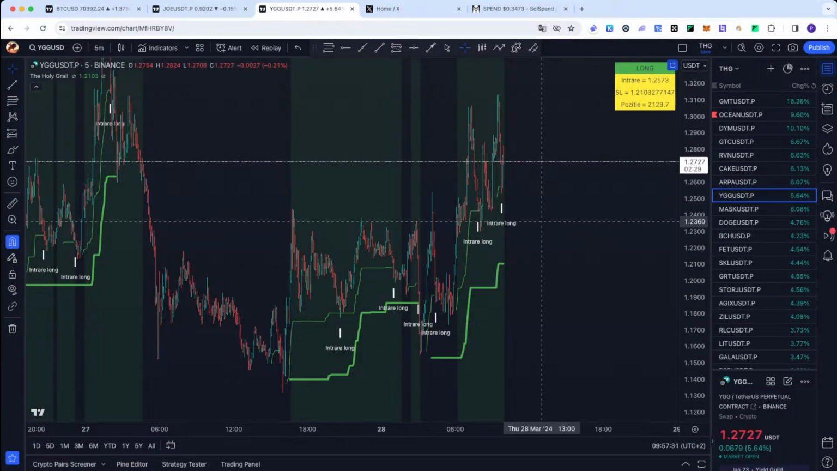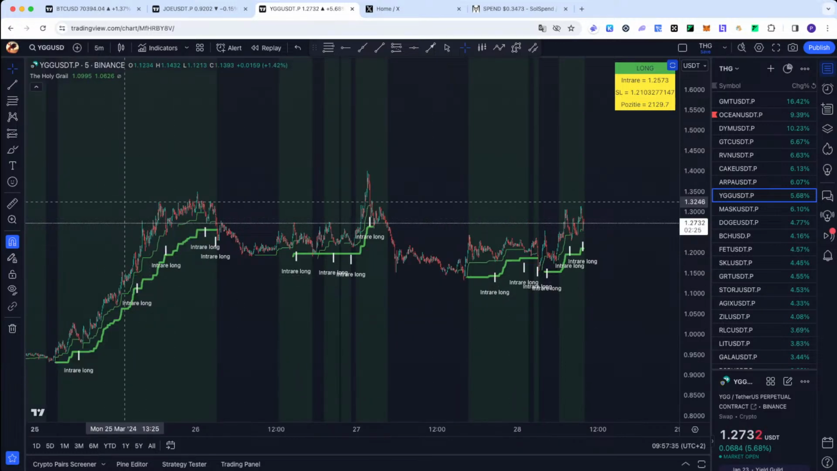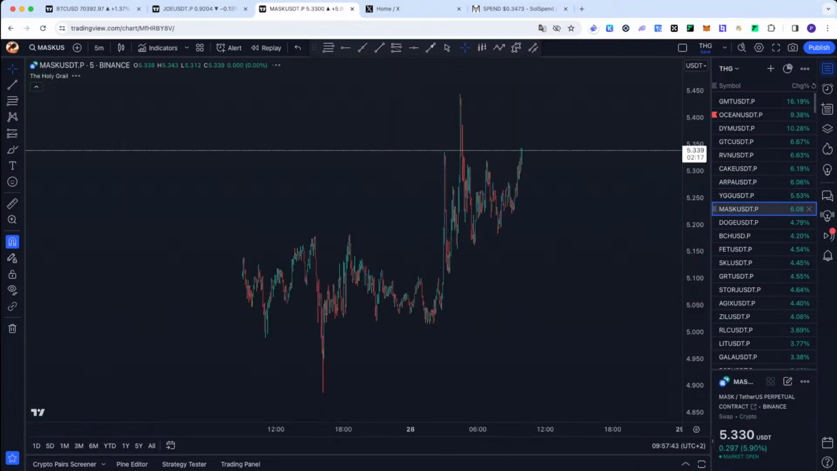IGG, same kind of thinking, but this one is still in a range. So you can see it's a range in the top here. So wait for a breakout or retest. If you want to take this one, it's up to you. I prefer not to because it's still in a range.